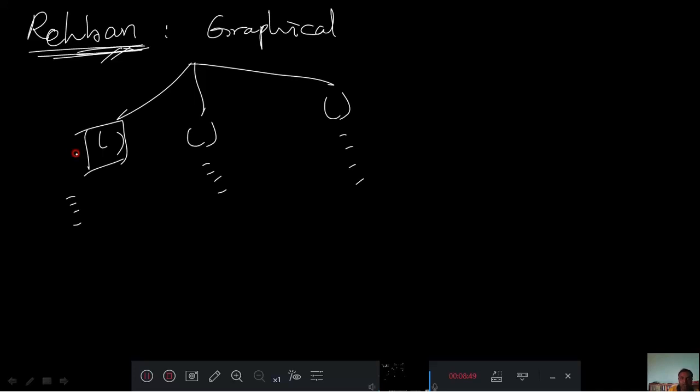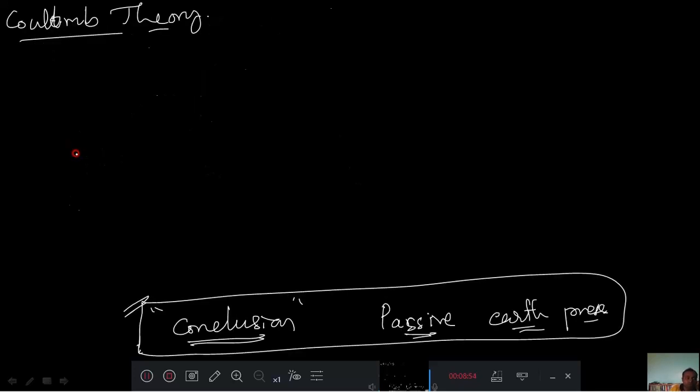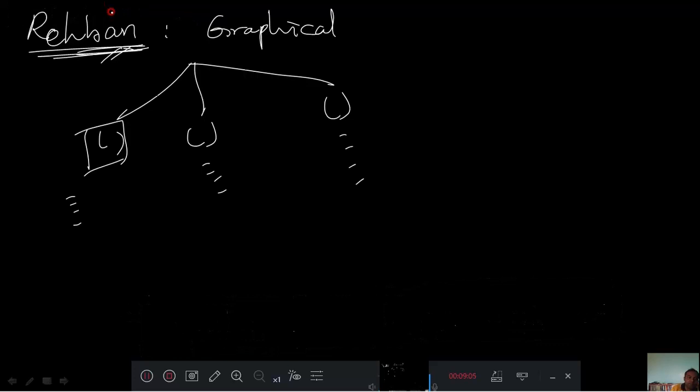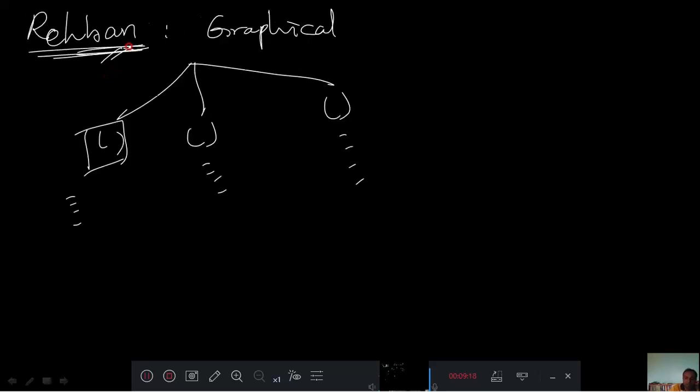All these theories are related. Here the boss is Coulomb, and he assumed so many things. He derived that equation and that conclusion, and got the concept, and after that Coulomb went. Then Rehban came and implemented it practically, showing how exactly we can draw and get the active earth pressure. Later Culmann generalized Rehban's method, and this will be over.